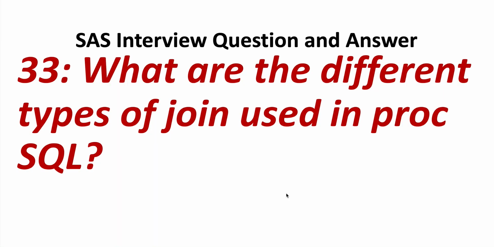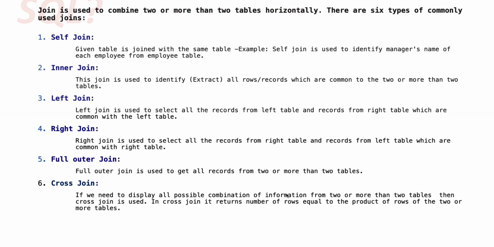Question number 33. What are the different types of join used in Proc SQL? This question is asking about the names of the different types of join which are used in Proc SQL. Join is used to combine 2 or more tables horizontally. There are 6 types of commonly used joins. Number 1, self-join. A given table is joined with the same table. For example, self-join is used to identify the manager's name of each employee from the employee table.